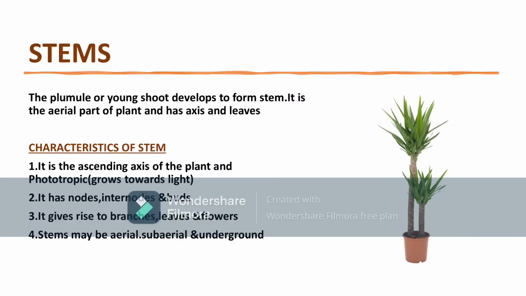Stems. The plumule or young shoot develops to form the stem. It is the aerial part of the plant and has an axis and leaves. Now we'll see the characteristics of stem. Stem is the ascending axis of the plant and is phototropic. It has nodes, internodes, and buds. It gives rise to branches, leaves and flowers. They may be aerial, subaerial and underground.